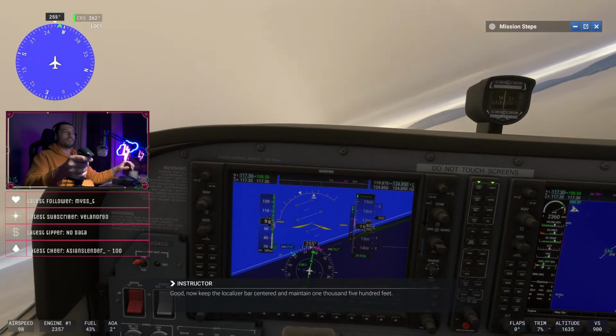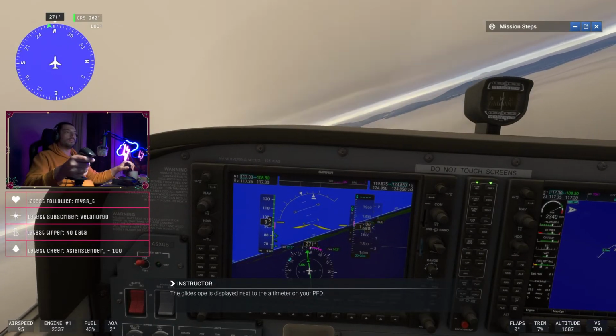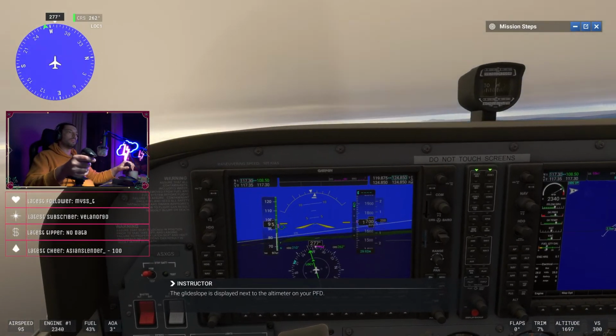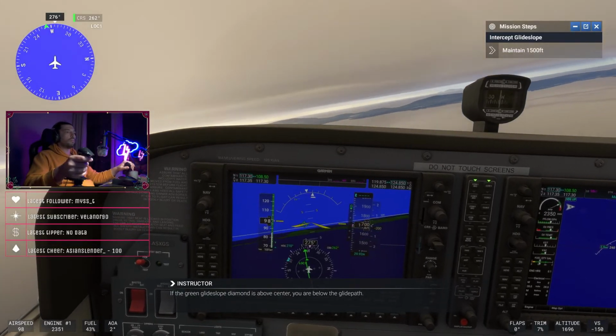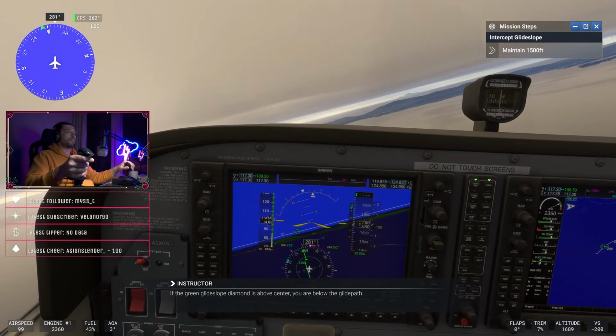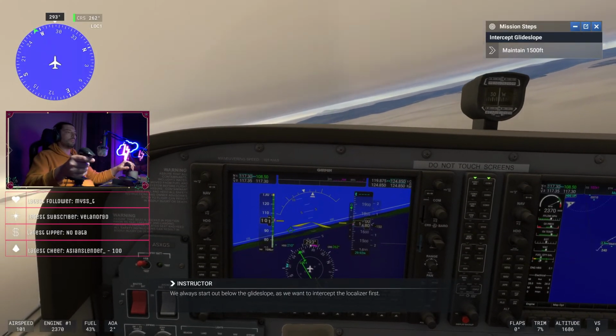Good. Now keep the localizer bar centered and maintain 1,500 feet. The glide slope is displayed next to the altimeter on your PFD. If the green glide slope diamond is above center, you are below the glide path. We always start out below the glide slope, as we want to intercept the localizer first.